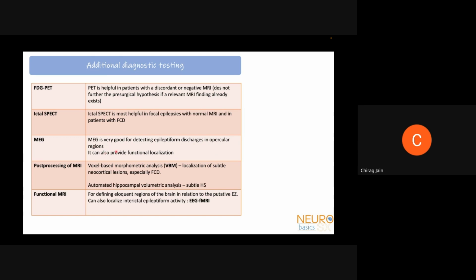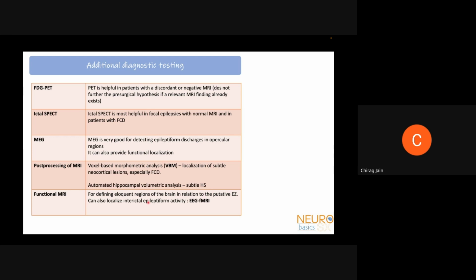We'll discuss more about MEG a little bit later in detail, but it's very important for detecting epileptiform discharges in opercular regions. It can also, apart from localizing where your electrical activity is coming from, be useful for functional localization. You can localize functional cortex with it. You can localize your somatosensory cortex, your visual cortex, and your auditory cortex also. It is actually quite good for being able to localize functional cortices, and we'll discuss this in more detail later.